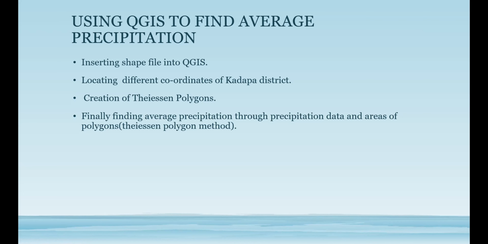Keep going. First, we'll insert the shapefile into QGIS. And we'll locate different coordinates of Kadapa district. Using QGIS, we can create Thiessen polygons. We can find area. That second point that you mentioned, locate different coordinates of Kadapa district. No, you locate the different coordinates of the rainfall gauges in Kadapa district.